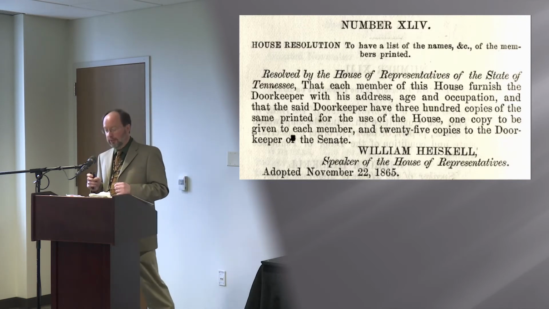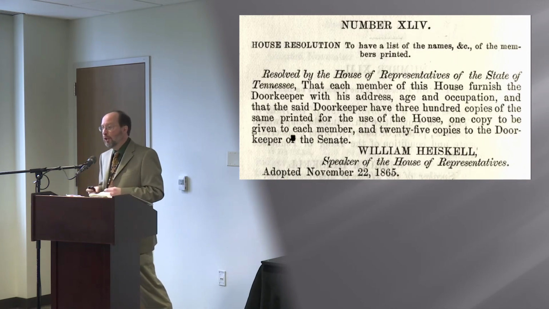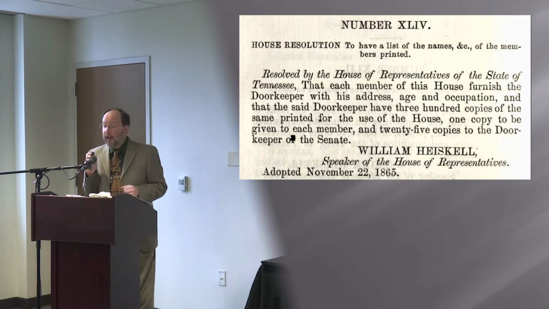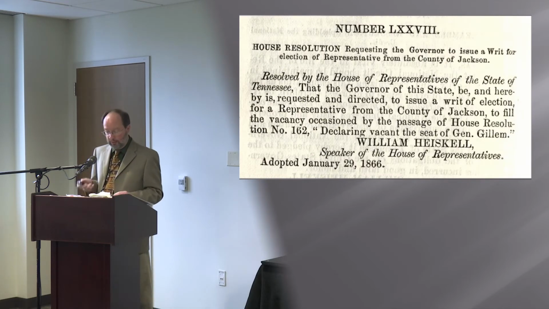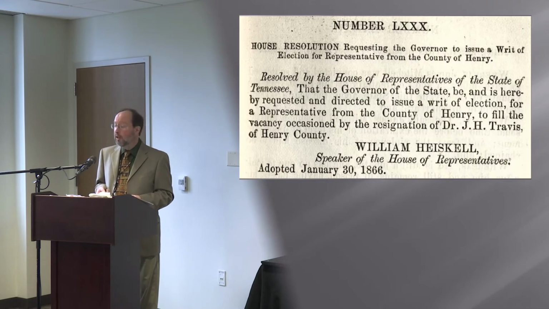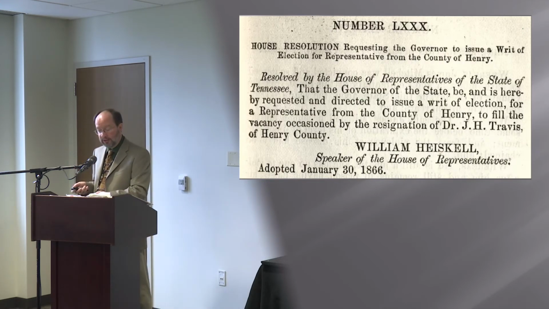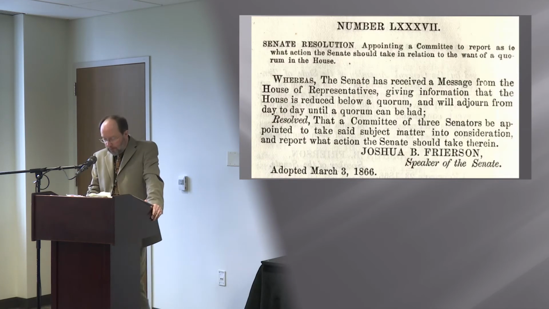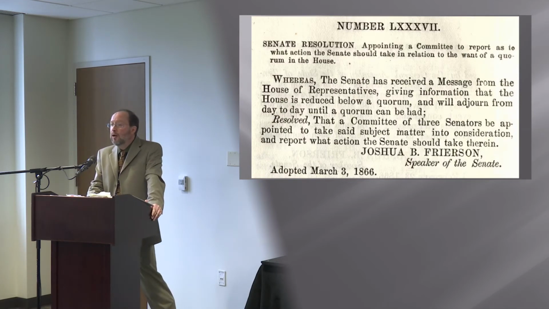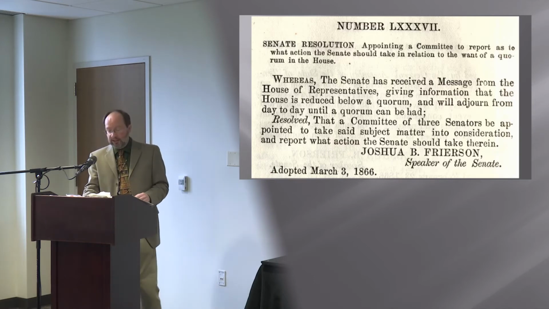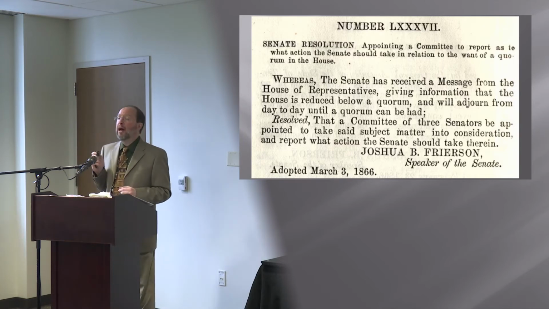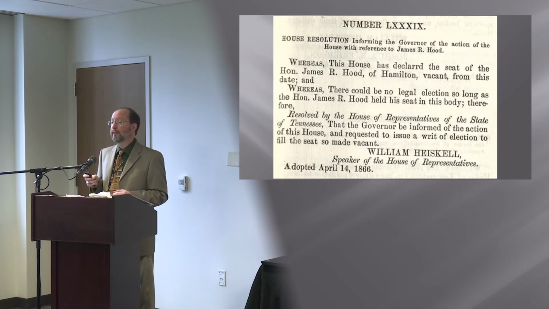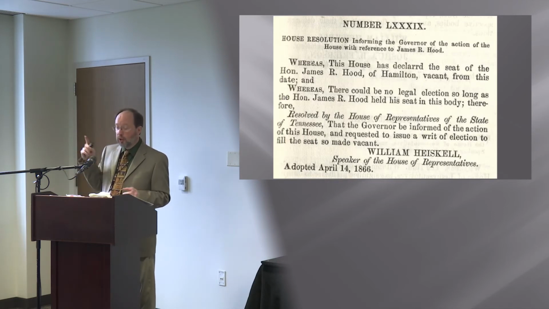The 34th General Assembly then recessed for the Christmas and New Year's holidays. They returned in January 1866, and in January 1866, the seat of Representative Alvin Gillum was declared vacant, and Representative J.H. Travis simply resigned his seat in the General Assembly. The Senate, meanwhile, was wondering what they could do while the House had no quorum. They even appointed a Senate committee to try and figure out what actions they can take while the House can do nothing.